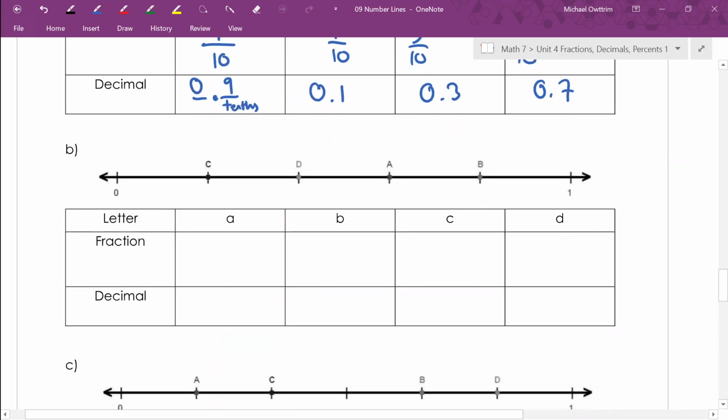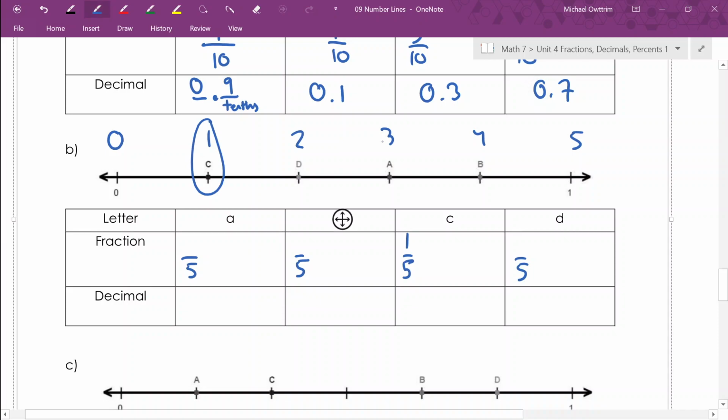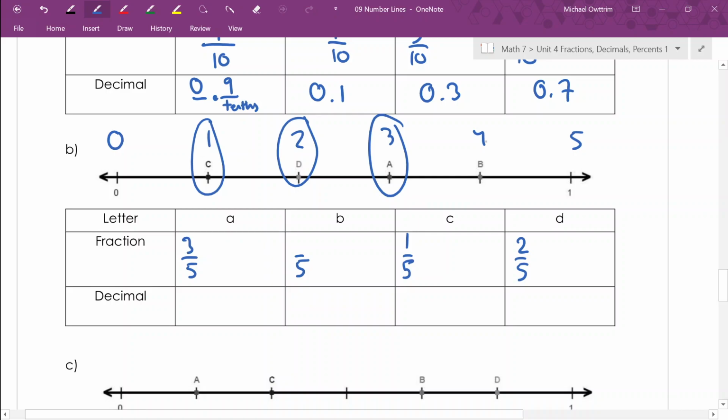Now we're going to follow the same approach for part B. So first off, we're going to count how many ticks, 2, 3, 4, 5, between two whole numbers. That tells us that the bottom of our fraction is 5 to start out with. And then the top of our fraction is where we are. So C is at tick 1, D is at tick 2, A is at tick 3, and B is at tick 4.